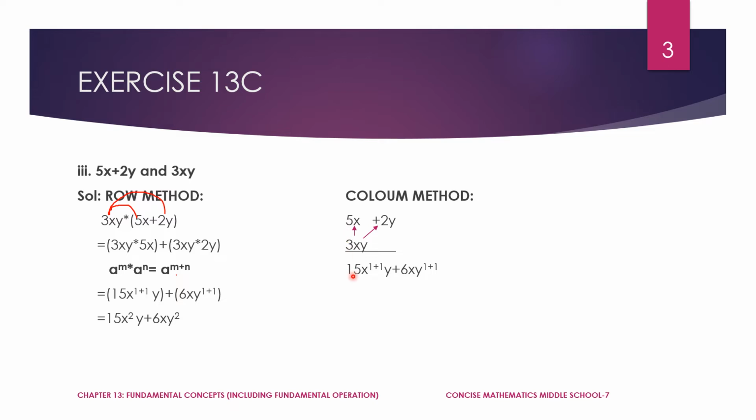So always start from the left side. Here, multiply 5 3s are 15. X to the power of 1 plus 1. You can directly place it as x square. Later on in our next videos, we can have a direct step. For your clear understanding, I am repeating the same process again and again. When bases are equal, powers must be added. 3 2s are 6. xy to the power of 1 plus 1. Now 15x square y plus 6xy square. See, we got the same answer.